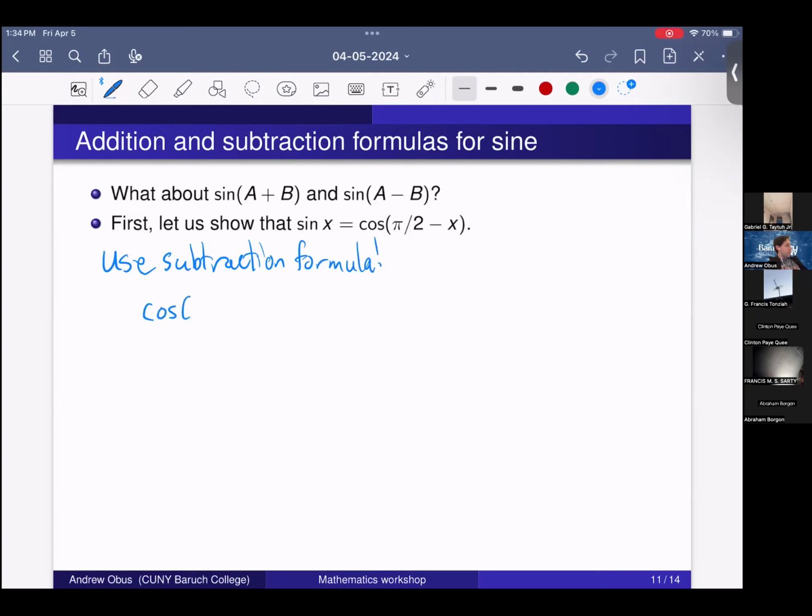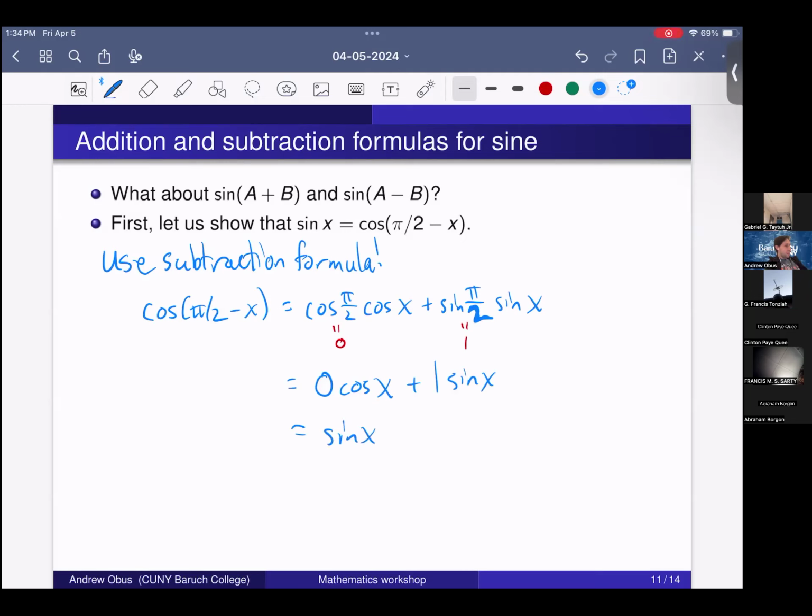Right? So cosine of pi over 2 minus x, if you recall the formula, this is cosine of pi over 2 times cosine of x plus sine of pi over 2 times sine of x, right? This is the formula. But cosine of pi over 2 is just 0, and sine of pi over 2 is just 1. So this is just equal to 0 times cosine of x plus 1 times sine of x, and this is just sine of x.